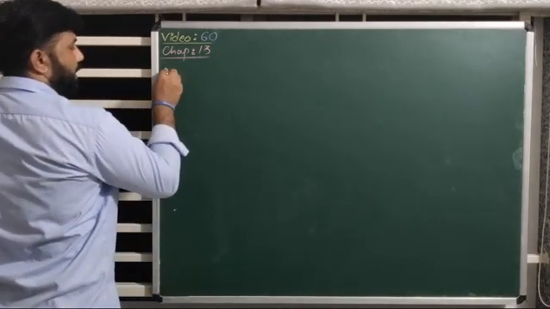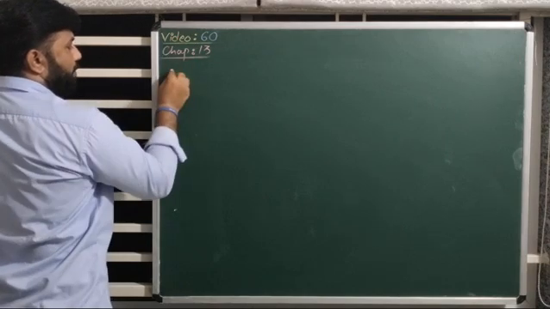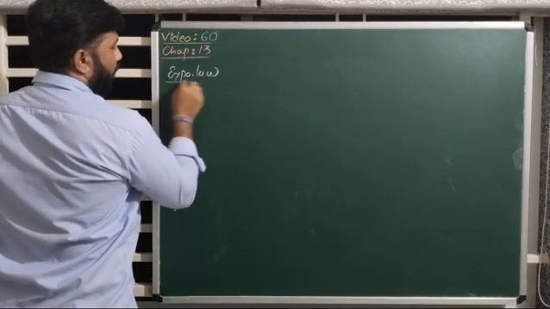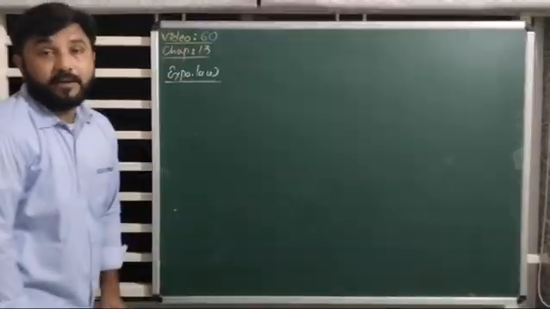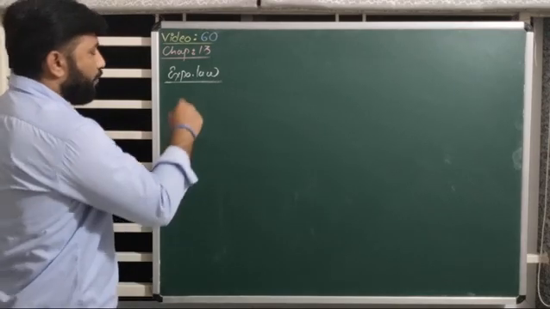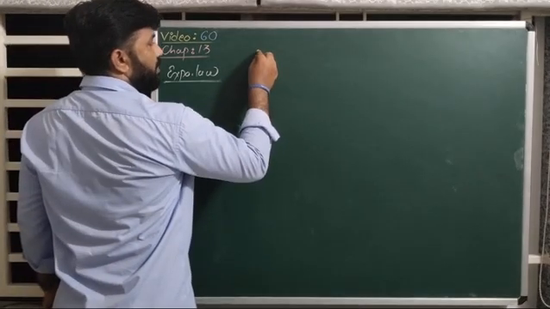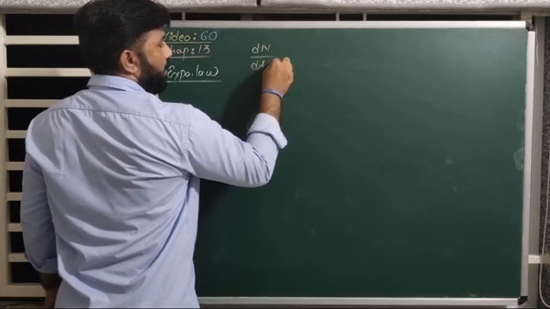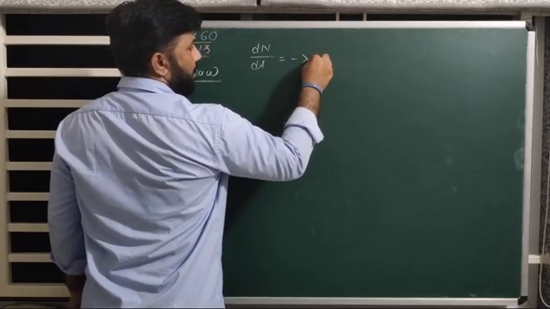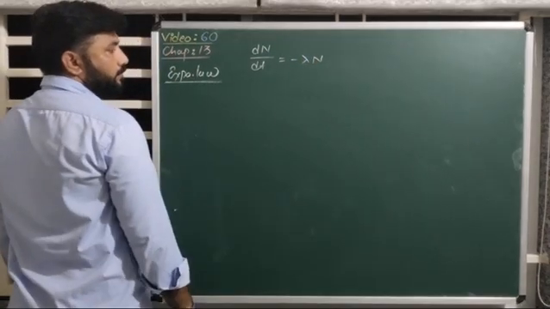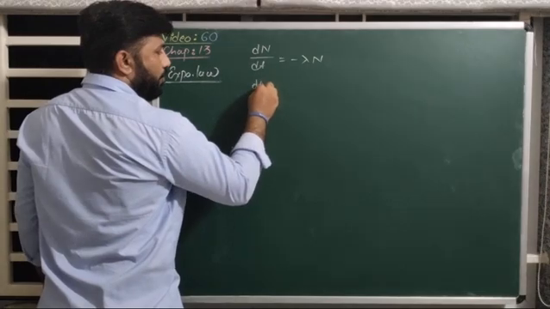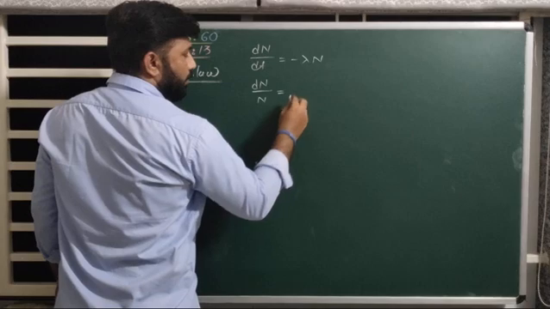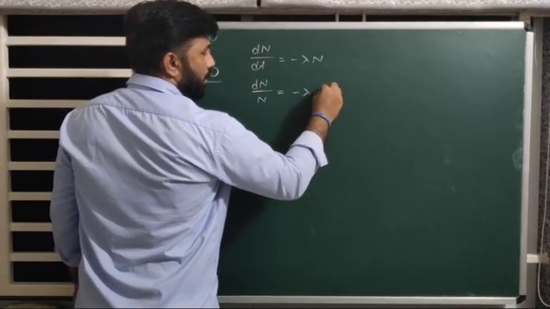First theory is nothing but the exponential law of radioactivity. From where do we have to start? We have to start from the definition of decay rate: dN/dt = -λN. Now see properly what we are going to do. dN/N, take N here, is equal to -λ dt.